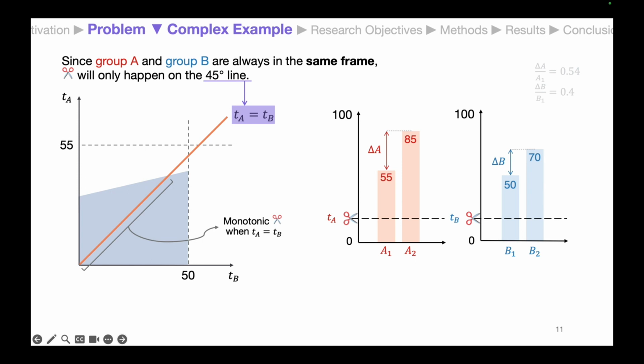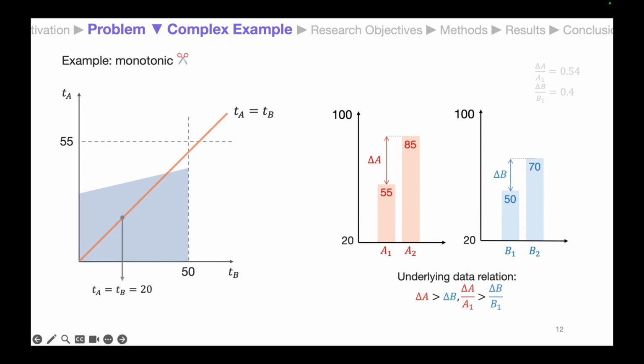When truncations are on the 45-degree line and in the shaded region, these truncations correspond to monotonic truncations, or in other words, truncations that retain the underlying data relation. And when truncations are on the 45-degree line and in the non-shaded region, these correspond to non-monotonic truncations, in other words, truncations that reverse the data relation.